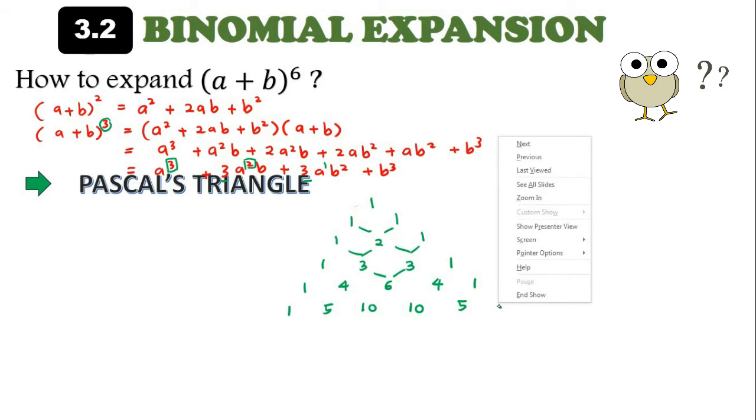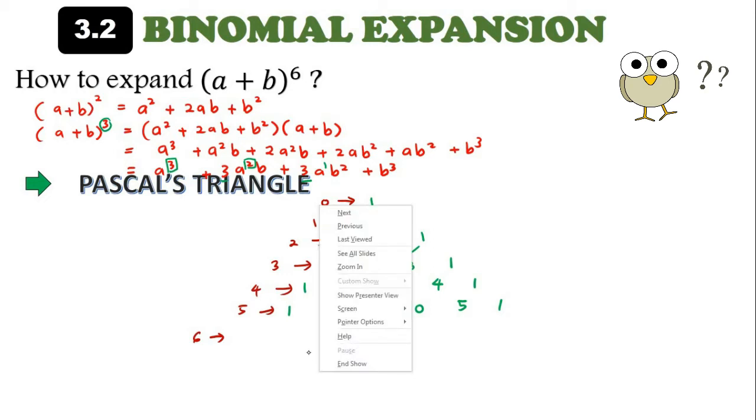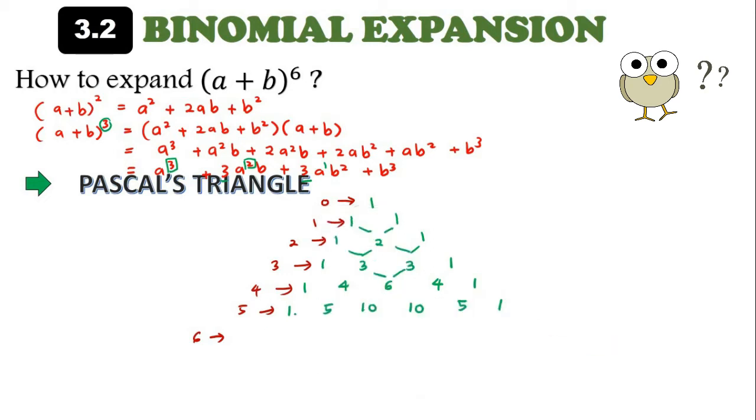At the edge of it will be 1 also. So count your steps. How many steps do we have now? We have the power of 0, starting with a 0, 1, 2, 3, 4, 5. So we need another step over here for the power of 6. Therefore, we need another layer over there.